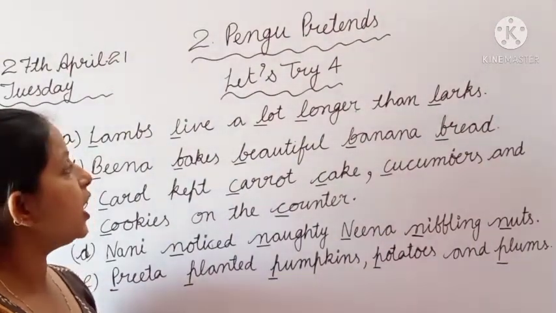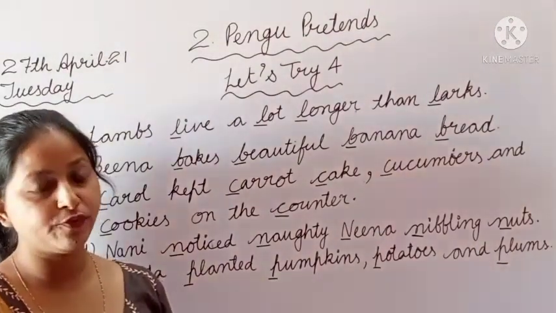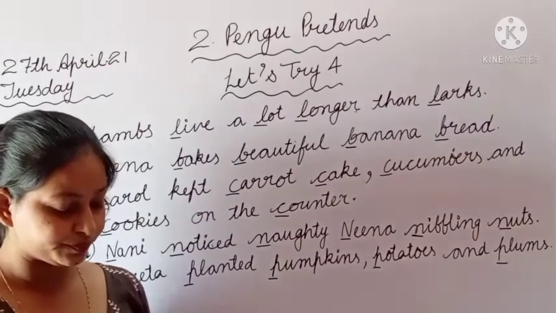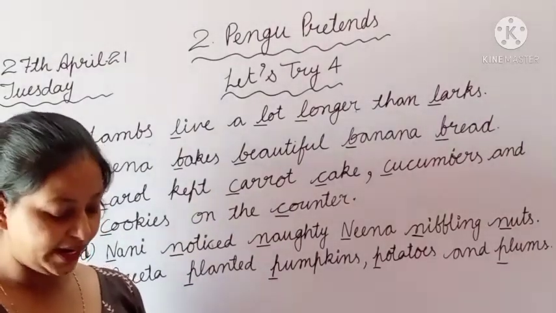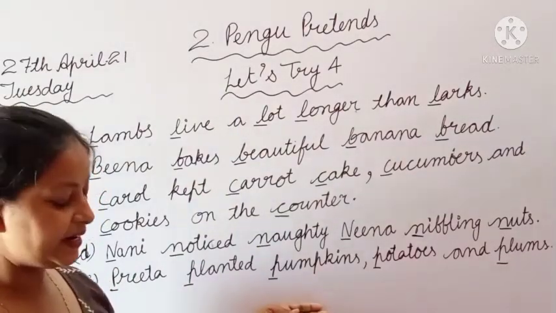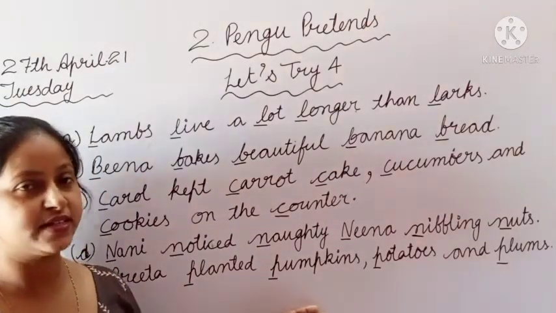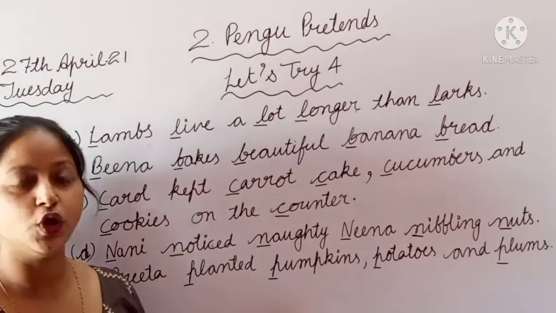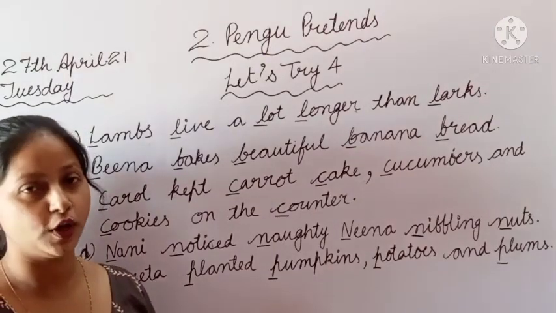Okay, students. Now you have to do Let's Try 4 on page number 18 by yourself. Okay. These are 5 sentences, and you have to do 6, 7, 8 by yourself in your course book, volume 1.